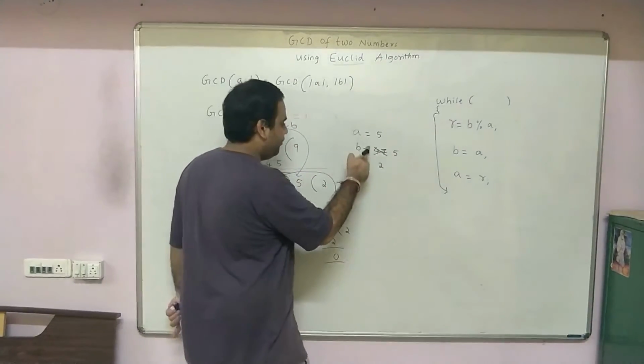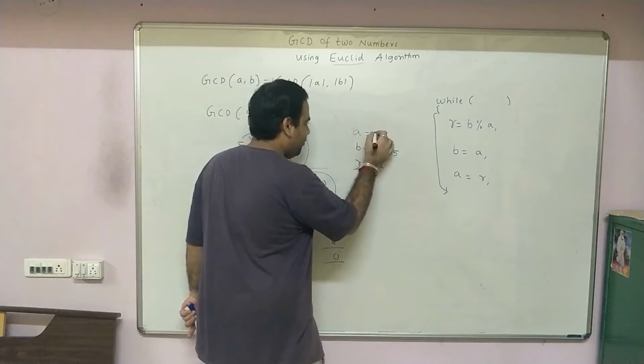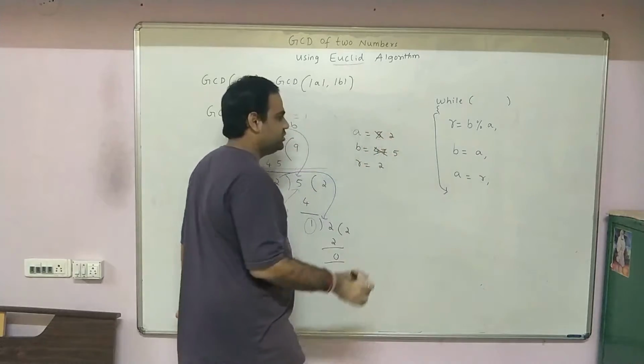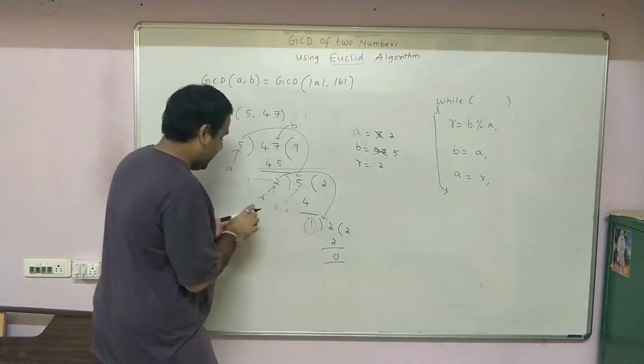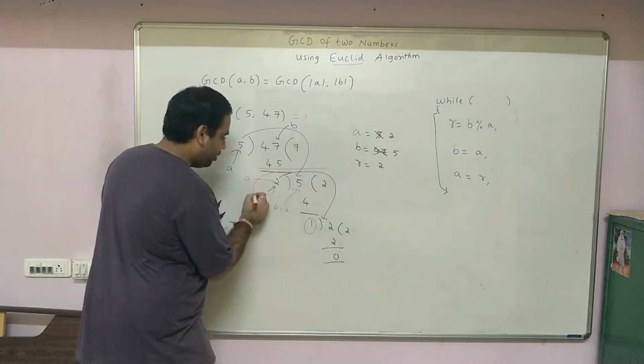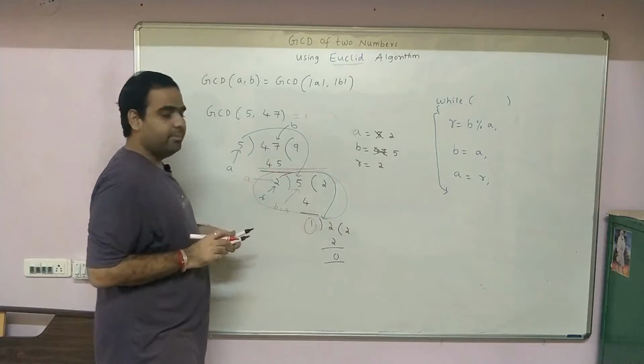A gets the value of R. 5 will be erased and 2 will be stored. Again go back, assume that the condition is true because this is the step that we need to perform now.